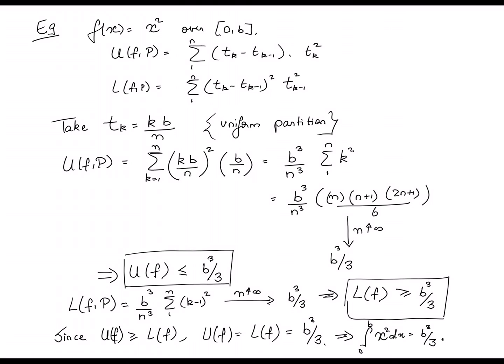Okay, this end conclusion is something that we all know ahead of time. What we have done is applied, shall we say, the definition to prove formally that in this case the integral from a to b of the function x squared is in fact b cubed by 3.